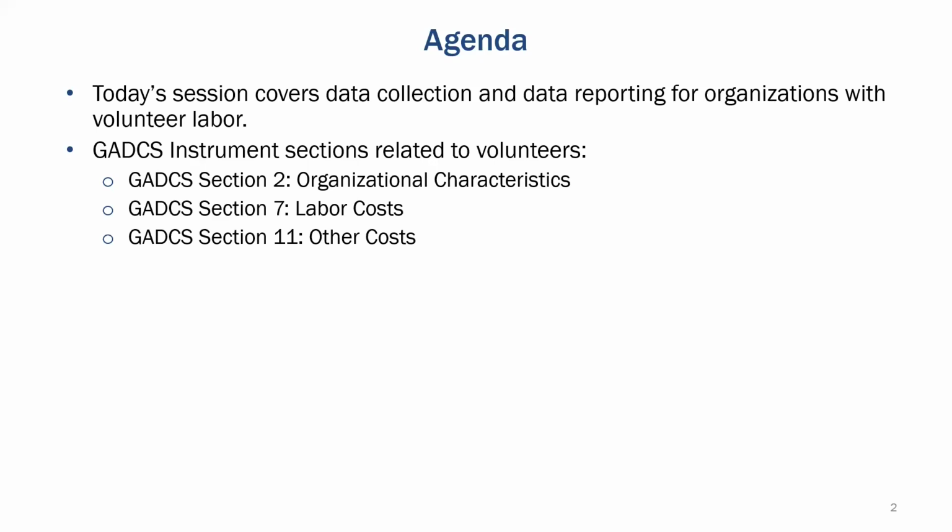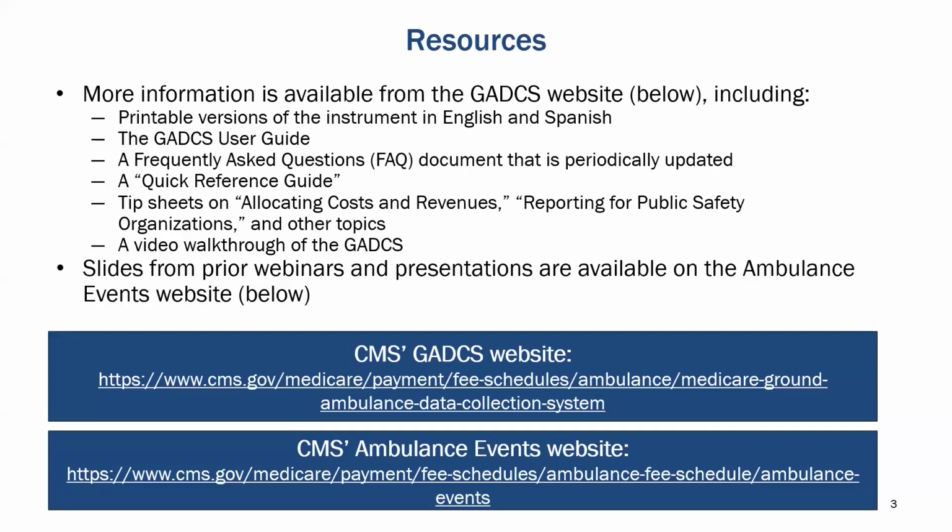Specifically, we will cover questions from GADCS Section 2 on organizational characteristics, Section 7 on labor costs, and Section 11 on other costs. This slide presents some resources where you can get more information on the GADCS, including printable versions of the GADCS website in English and Spanish, the user guide, which walks you through how to use the online GADCS portal where you will report your information, a periodically updated frequently asked questions document, a quick reference guide, tip sheets on various GADCS topics, and a full video walkthrough of the GADCS.